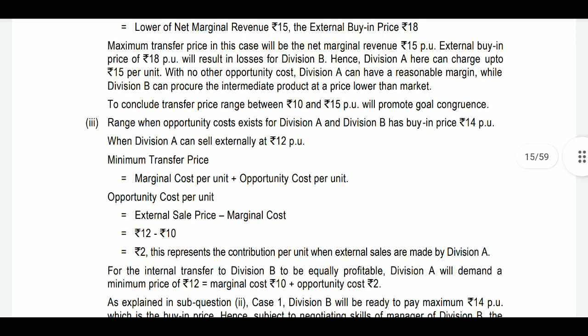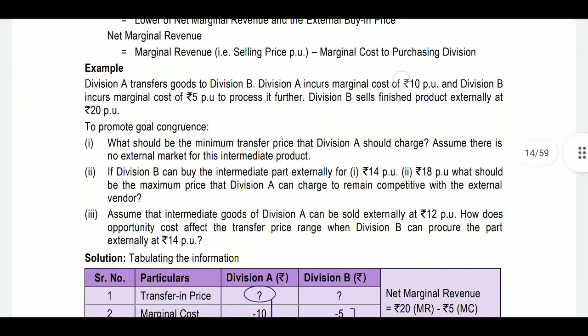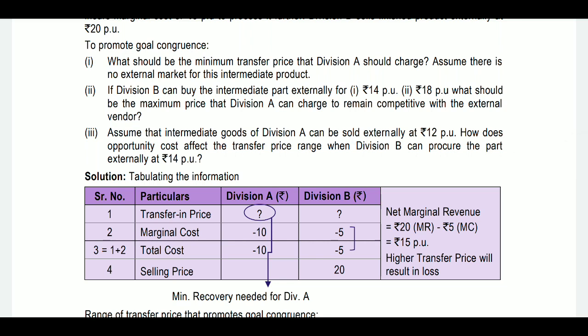Next, the range when opportunity cost exists for division A. If opportunity cost exists for division A, we will add that amount also. That is the third question. Intermediate goods of division A can be sold externally at 12 rupees. So their cost was 10 rupees and the external price will be 12 rupees. That is 2 rupees, which will be the opportunity cost. So marginal cost of 10 rupees plus opportunity cost of 2 rupees, that is 12 rupees, becomes the minimum price.